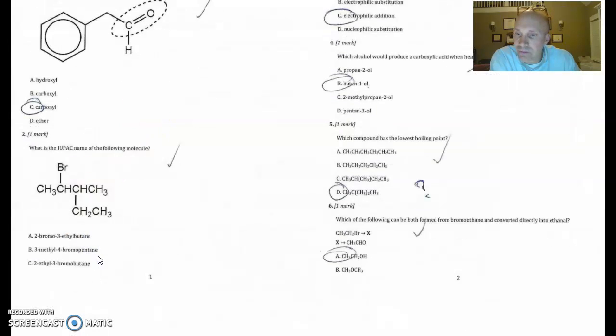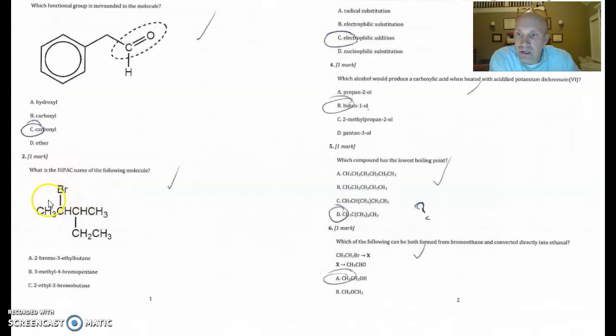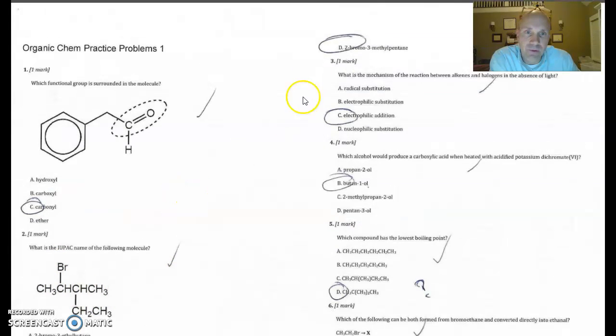All right, next one, what is the IUPAC name of this? You find the longest chain, 1, 2, 3, 4, 5. That's a pentane, and the branch point would be here. The bromine is off the 2. The methyl group is off the 3, so that would be 2-bromo-3-methylpentane.